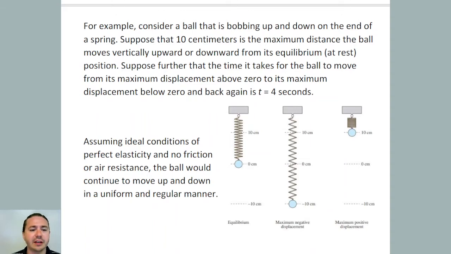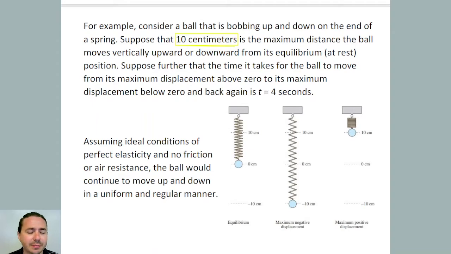So this says, suppose 10 centimeters is the maximum distance that the ball moves vertically. So we've got 10 centimeters as the maximum distance the ball moves vertically. We're going to use this number right here as our amplitude, right? Because that's the distance that it can bounce from equilibrium to either the maximum or the minimum displacement.